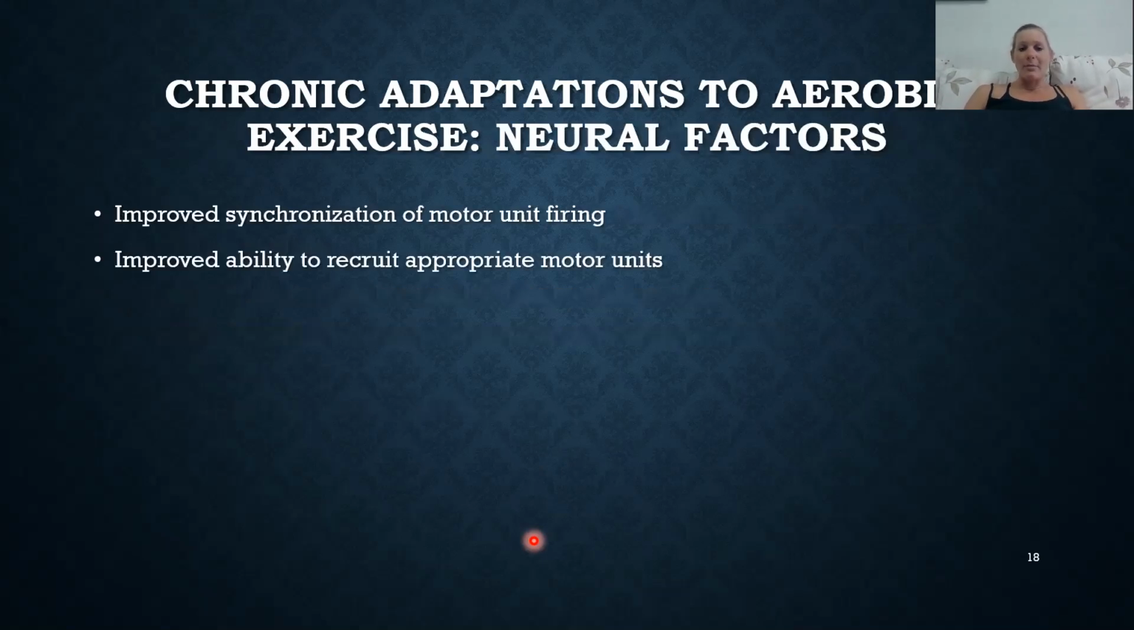Okay, neural factors, again, I'm going to become better at synchronizing our motor unit firing. So again, I'm better at being able to get everybody kind of like on the same wavelength for contraction of the muscles due to when we're stimulating the motor units or the motor neurons. We're also better able to recruit the appropriate motor units as well. Okay, so we're able to activate the appropriate motor units that we need to. Your body can do that faster earlier on in your warm-up in that particular case.